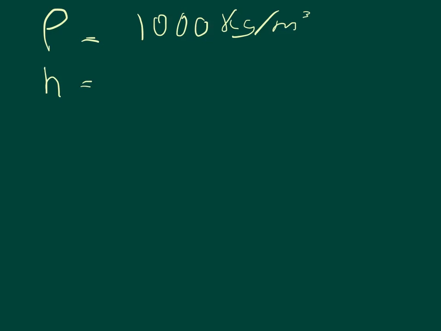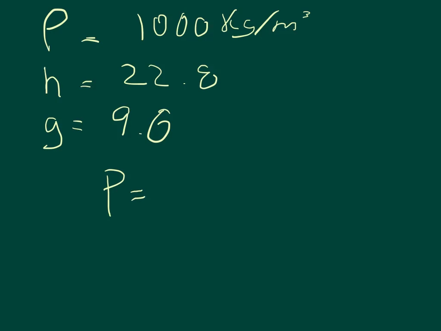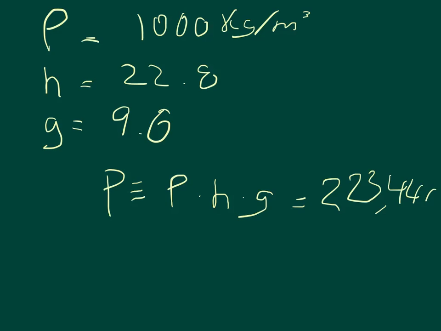The density of water is 1 times 10 cubed, so 1,000 kilograms per cubic meter. The height is the depth of 22.8 meters, and gravity, of course, is 9.8. So our formula is that the average pressure is the density of water times the height times the gravity. So that equals 223,440. But before we plug that in as our answer, let's go back and read the question.